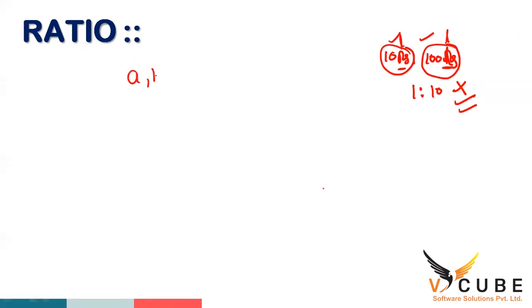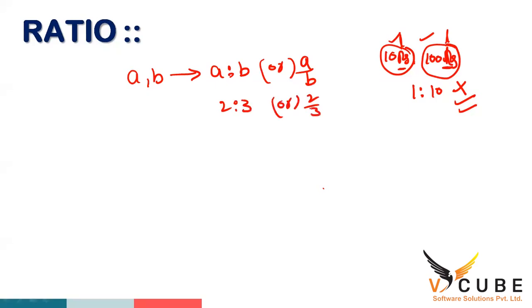For example, A comma B. The ratio of the two quantities is A is to B, or A by B, which is the same. For example, 2 is to 3 or 2 by 3 is the same. For three quantities A, B, C, the ratio is A is to B is to C. Here A means antecedent and B means consequent.